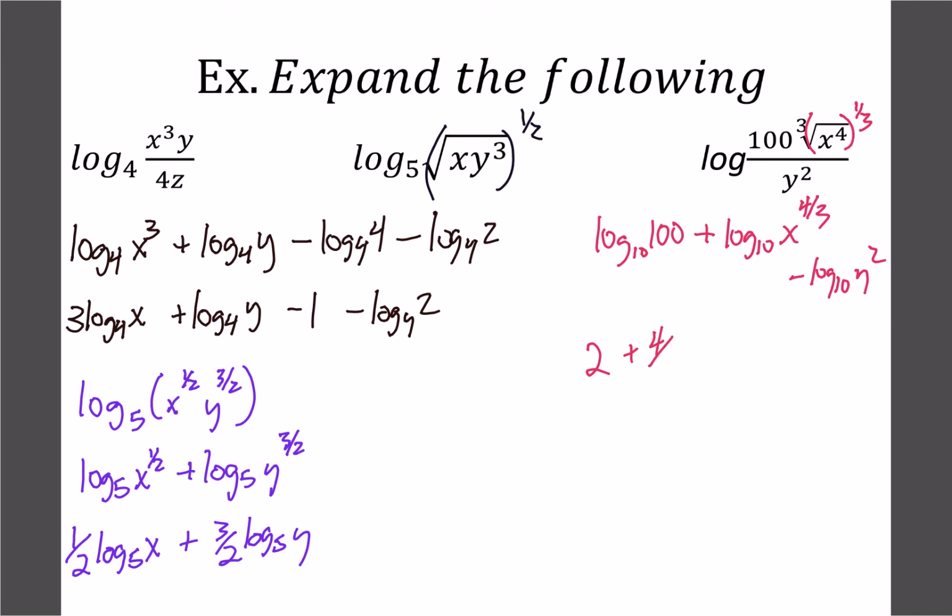Bring the 4/3 down, so 4/3 log base 10 of x. We don't need to put the 10 in. And the last one would be 2 log base 10 of y. And that's it. Because we don't know what the x's and y's are, we can't really simplify those any further.